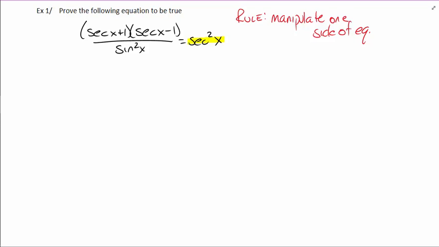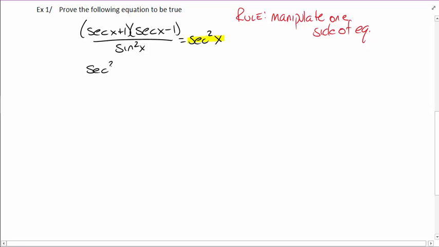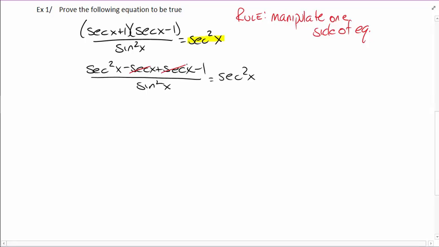So where am I going to start? I'm going to start by FOILing the numerator. I'll get secant squared of x minus the secant of x plus the secant of x minus 1, divided by the sine squared of x. I can't touch this right side. I'm going to then combine like terms. I'll get the negative secant of x and the positive secant of x to cancel out.